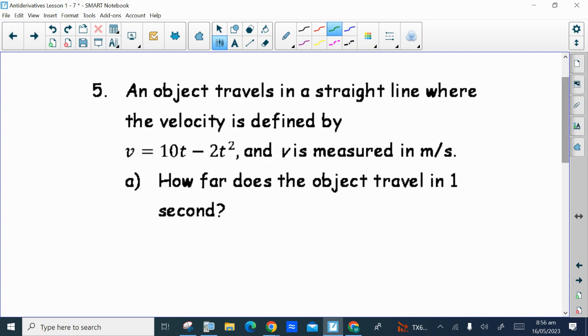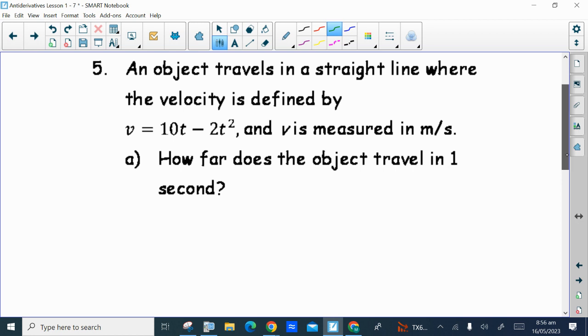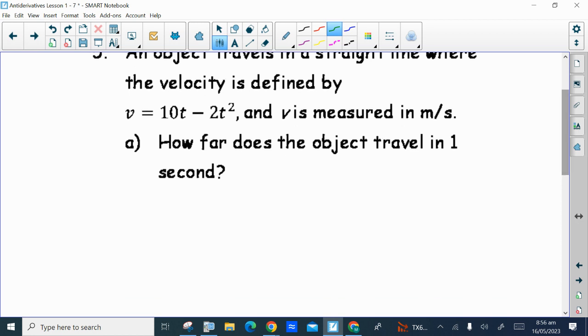Number 5 says an object travels in a straight line where the velocity is defined by that function. V is measured in meters per second. How far does the object travel in 1 second? So we need to know what the displacement formula is. We know that velocity is ds by dt. So ds by dt will equal 10t minus 2t squared.